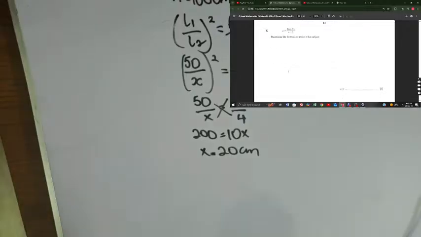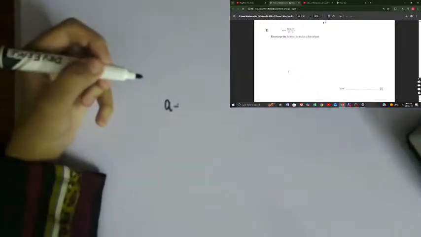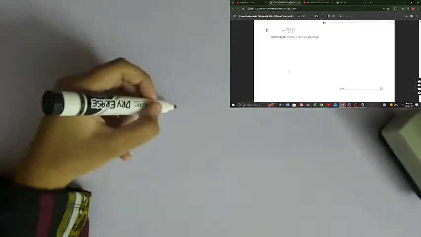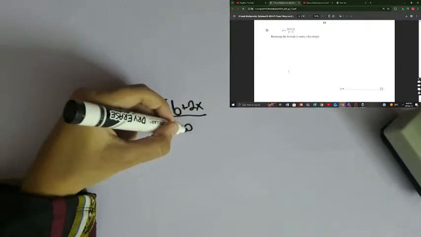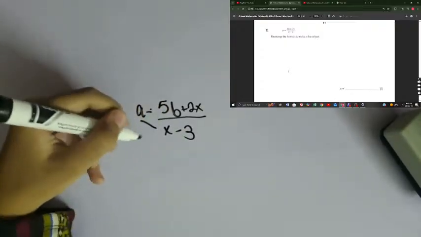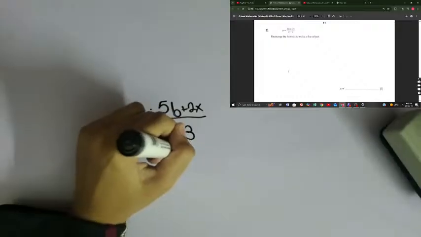The next question we have is to make x the subject. Pretty elementary question. Let's just do it. A is equal to 5b plus 2x upon x minus 3. So with no hesitation, we're just going to multiply this. Ax minus 3a is equal to 5b plus 2x.